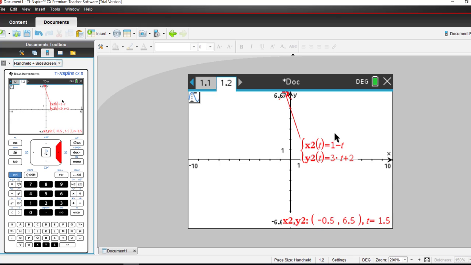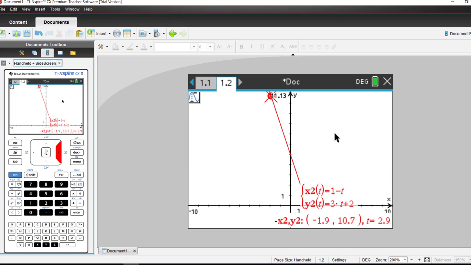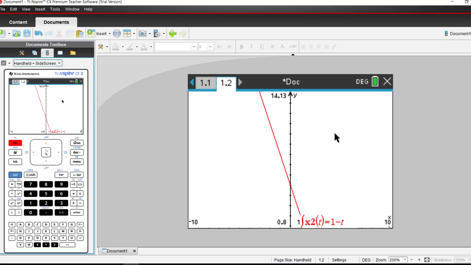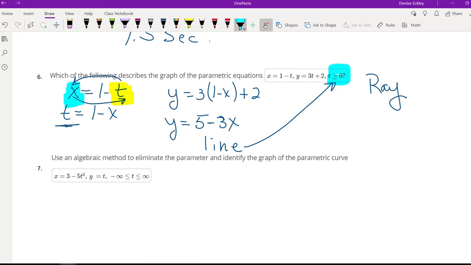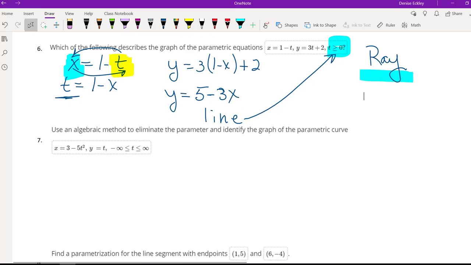So you can see it there. But it has an endpoint. So what kind of graph looks kind of like a line with an endpoint? And that is a ray. So that's why it's a ray.